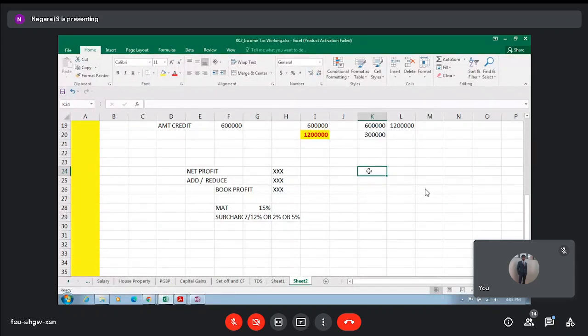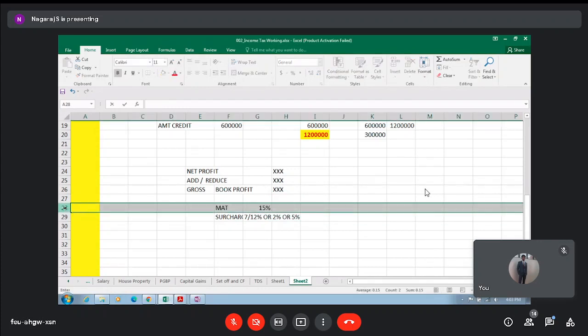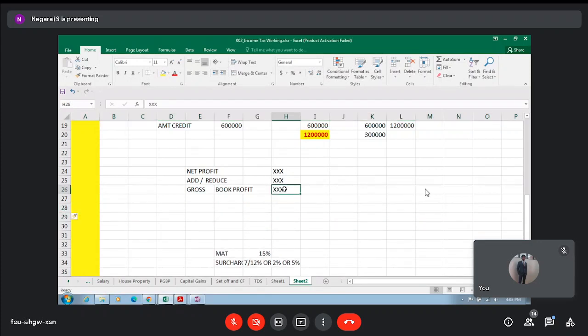Whatever you get after adding and reducing everything, book profit, it is assumed that, just for my understanding sake, I will write it as gross book profit. Okay, from this gross book profit, one adjustment they may give, I will tell you that. Unabsorbed depreciation. These two items they may give: unabsorbed depreciation, business loss.